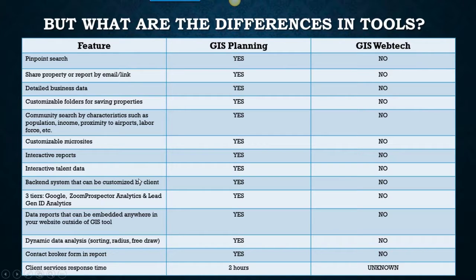We provide 3 levels of analytics: data reports that can be embedded anywhere in your website outside of your GIS tool; dynamic data analysis, which is sorting from radius or free draw, and I'll show you a picture of that in a moment; and contacting your broker and client services response time, which is so important.